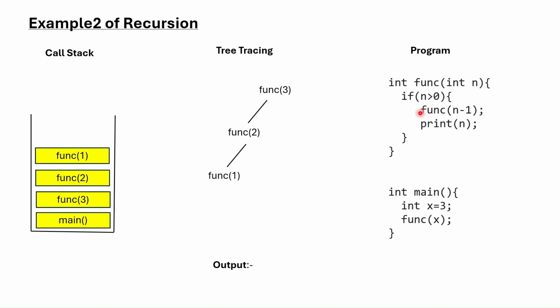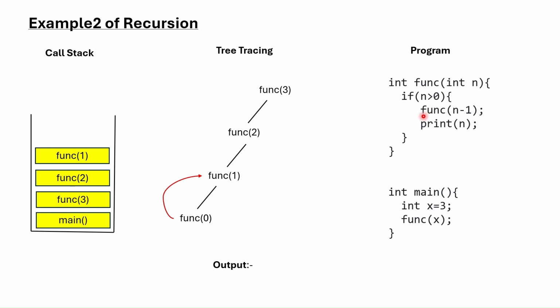Now since 1 is greater than 0, func1 will call this function with parameter 1 minus 1, that is 0. And now this condition becomes false. Since this condition becomes false, this func0 is now completed. Since it is completed, it will return and pop out of the stack.